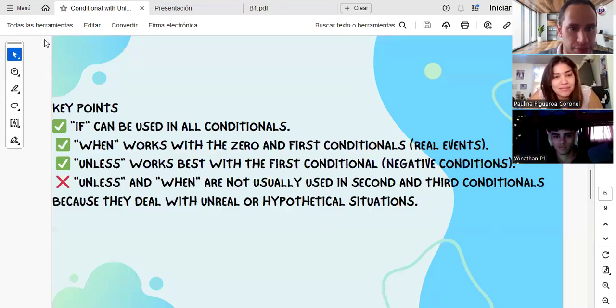Key points. If can be used in all conditionals, right? This is the most common one. When works with the zero and first conditional, real events. Unless works best with the first conditional, negative conditions. And unless and when are not usually used in second and third conditional because they deal with a hypothetical situation. Okay, let's continue.